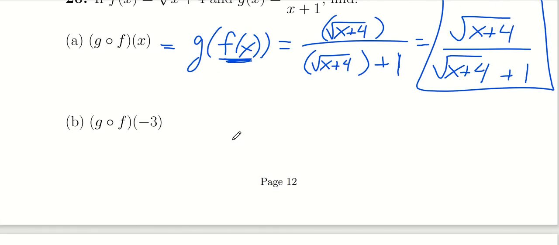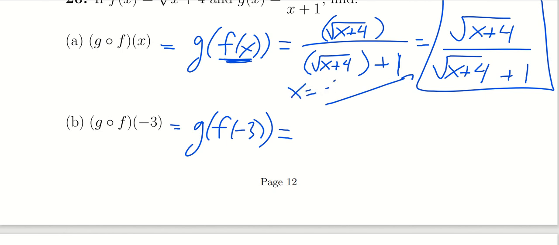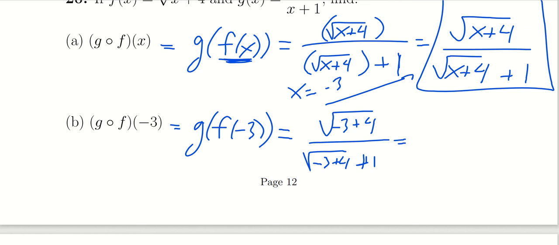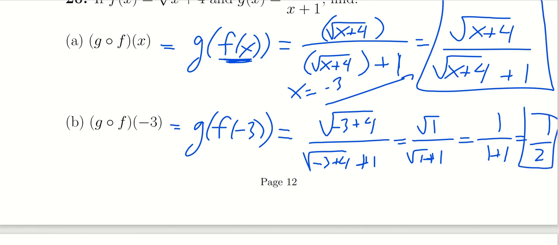And then for part b, they want us to compose this function and evaluate it at -3. Well, because we found this function in part a, all we need to do is plug x equals -3 into that expression. This is the square root of -3 plus 4 divided by the square root of -3 plus 4 plus 1. On the inside of each radical, you're going to have -3 plus 4, which is 1. The square root of 1 is 1, and then 1 plus 1 is 2. So g composed with f of -3 is equal to 1/2.